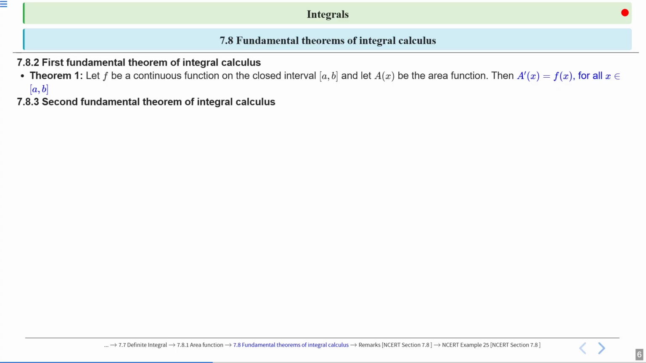So in case of integral, we consider f as integrand. That means we have to integrate f(x) dx. So f(x) is the integrand. So when we differentiate the area function, we get the value of the integrand.